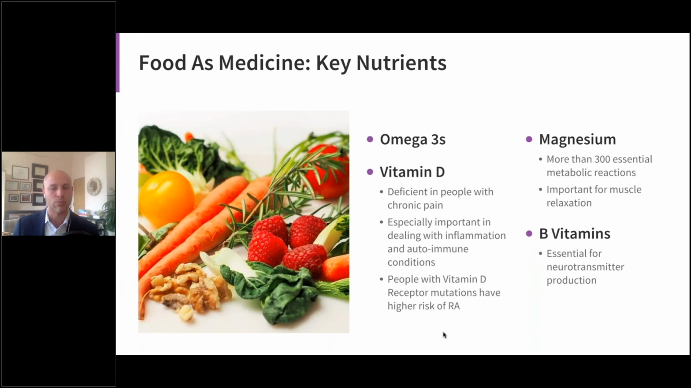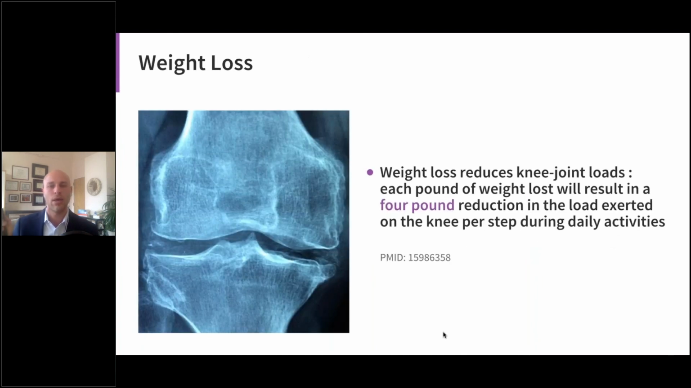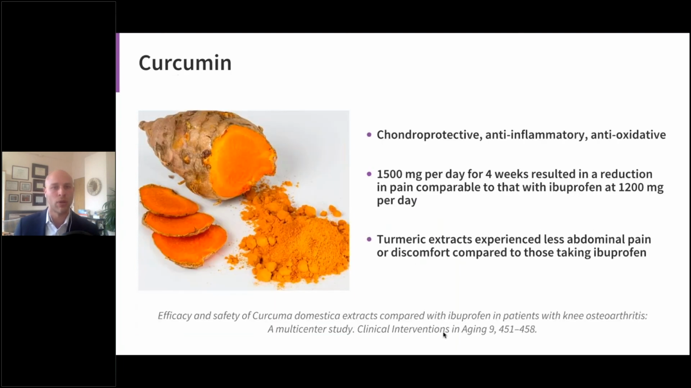Some of the key nutrients I'm sure you are all prescribing in your practice. Helping people lose weight, every pound of weight lost is 4 pounds of less load on the knee joint. So with knee osteoarthritis, if we're talking about an osteoarthritis model here, of course, helping people sustainably lose weight that honors their body at the same time is an important approach.